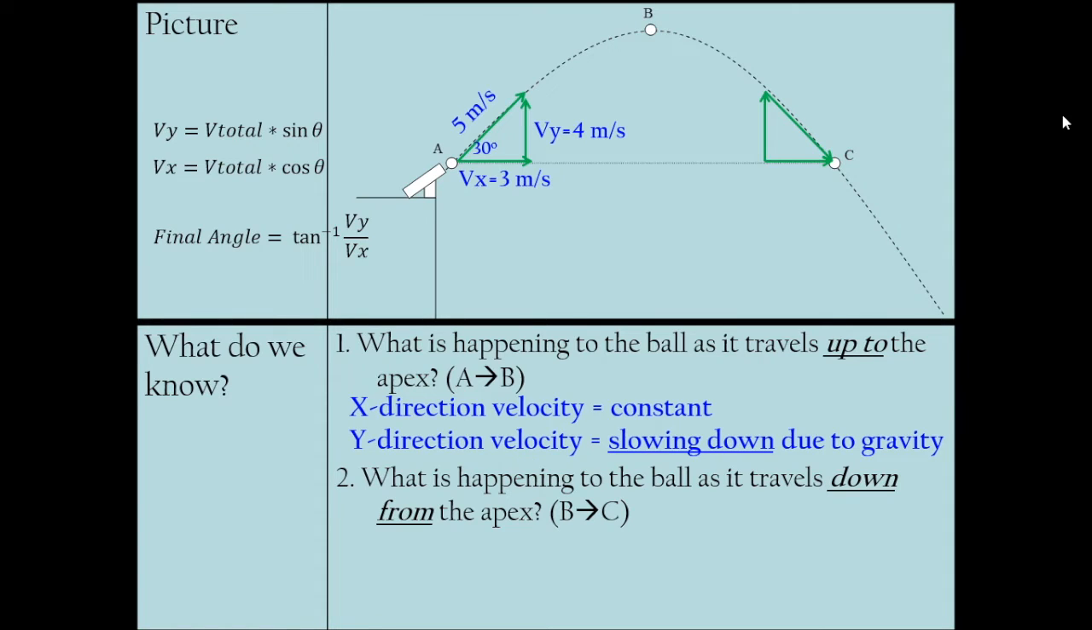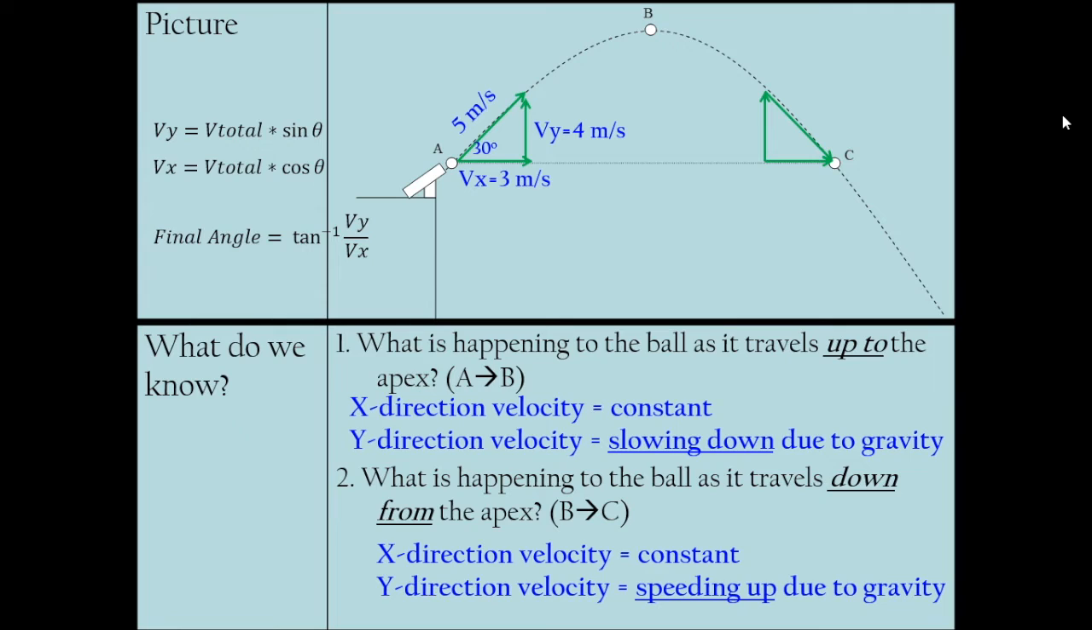Now let's take a look at what happens as that ball travels down from the apex to point C. Well, as the ball travels down, the x direction velocity is still constant, it's still remaining the same, and again, that's because there's no acceleration in the x direction, so that velocity will always be the same.